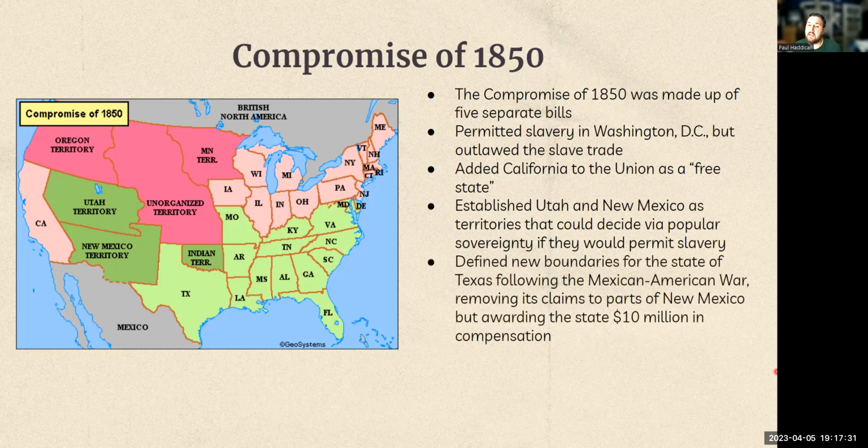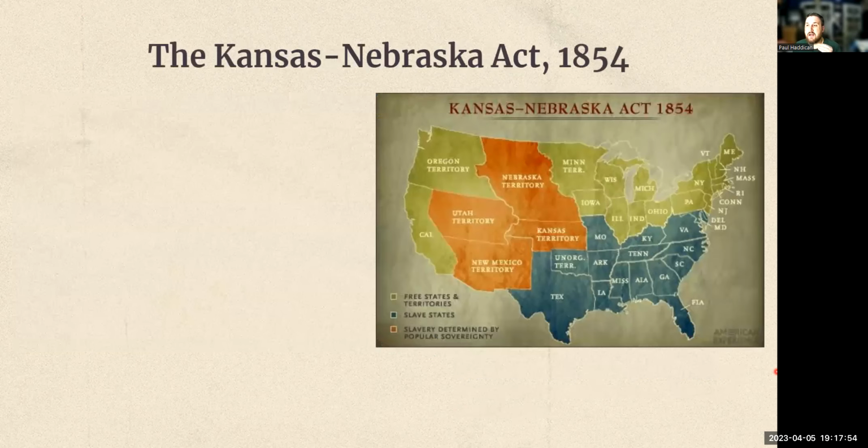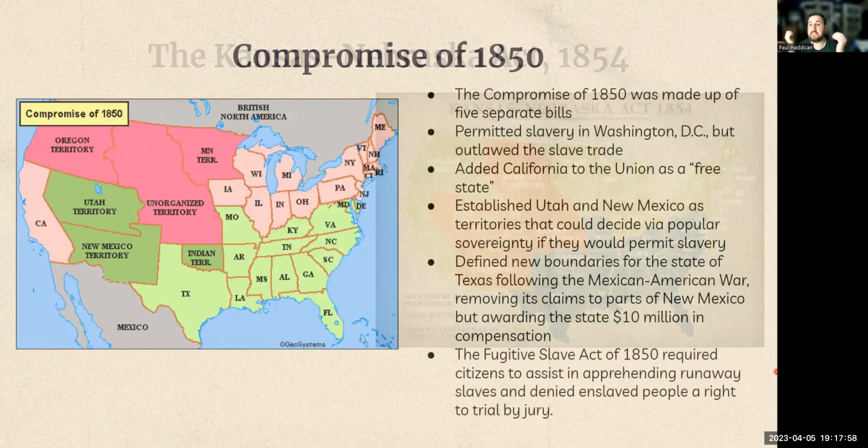It will also define new boundaries for the state of Texas following the Mexican-American War, remove its claims to parts of New Mexico, and award the state $10 million in compensation for taking land away from it. The Fugitive Slave Act is also in here. It requires citizens to assist in apprehending runaway slaves and denied enslaved people a right to a trial by jury. So all of those together are what our State of the Union is at this point.